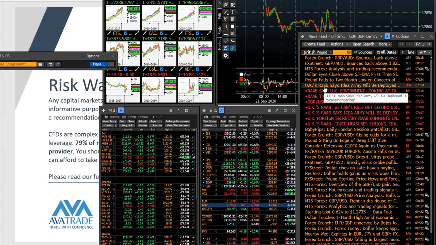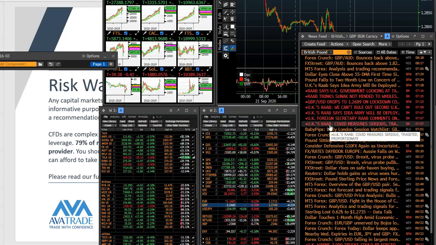And then we have this, the UK's Raab says the idea the army will be deployed is not too important, but this is quite important: Raab says the UK government is looking at targeted measures, right? So let's continue to look from here in order to make a little bit more sense. COVID measures serious, targeted, proportionate.